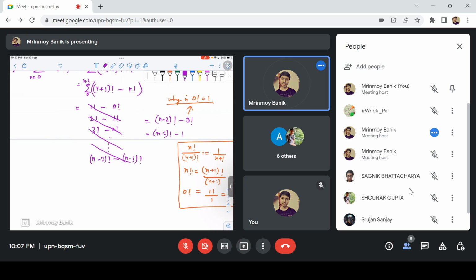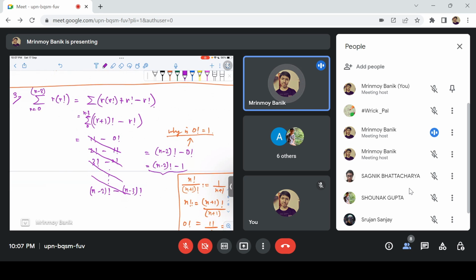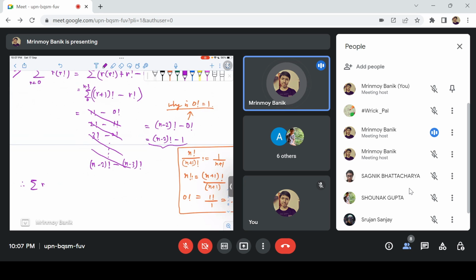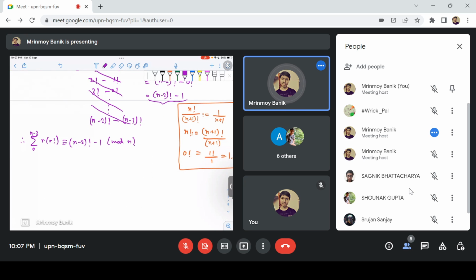So continuing here, the sum over r times r factorial turns out to be n minus 2 factorial minus 1. Therefore, the sum over r times r factorial, where r runs from 0 through n minus 3, is congruent to n minus 2 factorial minus 1 mod n. And what do we need to show? We need to show this is 0 if and only if n is prime.